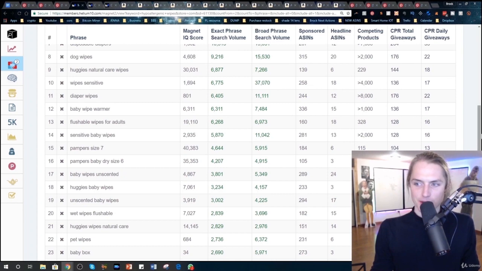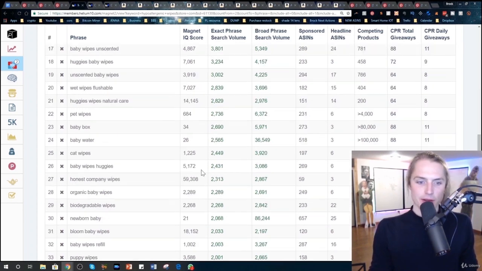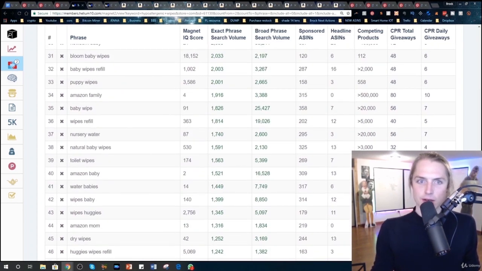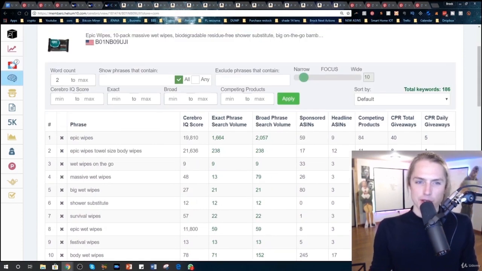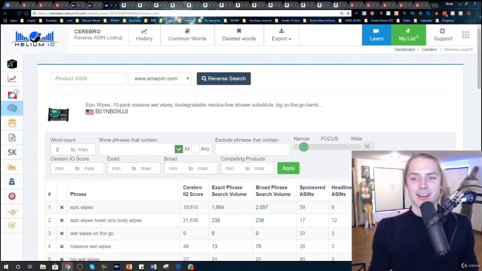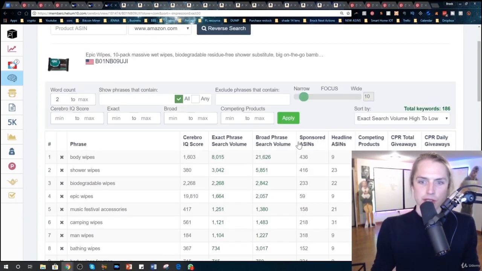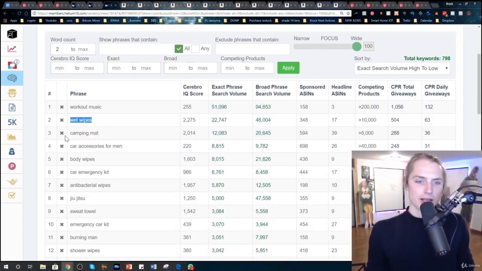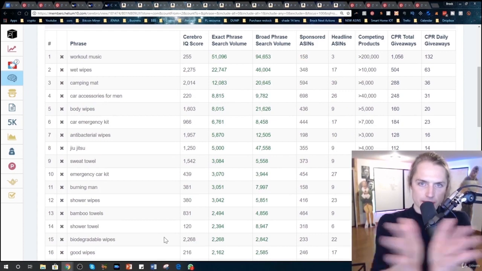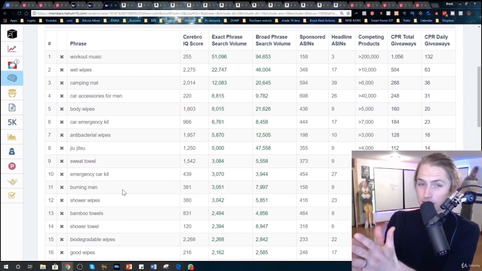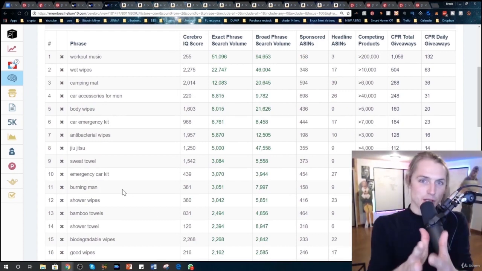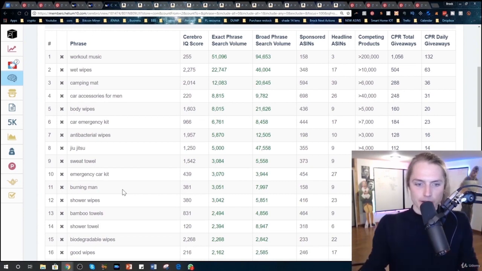Let's see what else. Okay, yeah, so this isn't bringing up particularly everything. So you got to get back into more. So I'll go back to Cerebro that we put in the Epic wipes here, and if you sort by this, we'll just see what else we've got here. All right, so camping mat, car accessories for men. So this is just kind of teaching us a little bit more about the market, things that are relatively based off the keywords they use and the similar listings, what people that bought. This is going to give us just a different view a little bit.